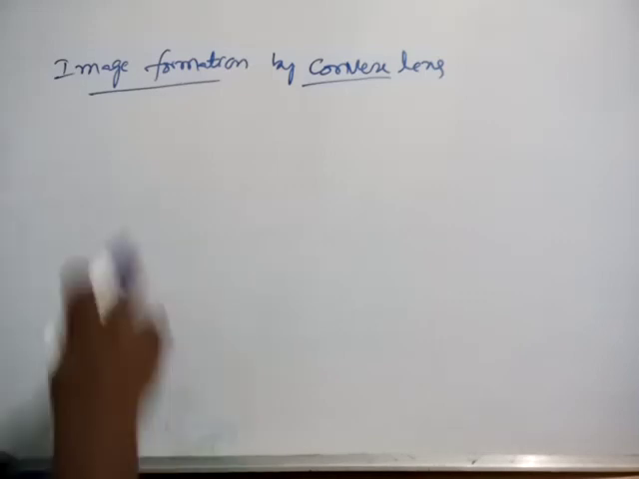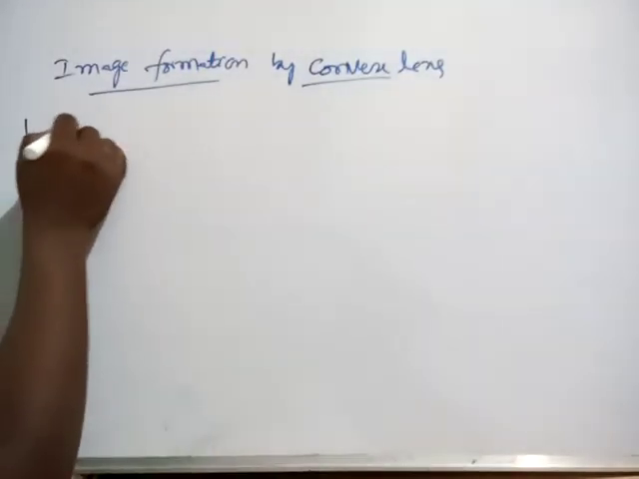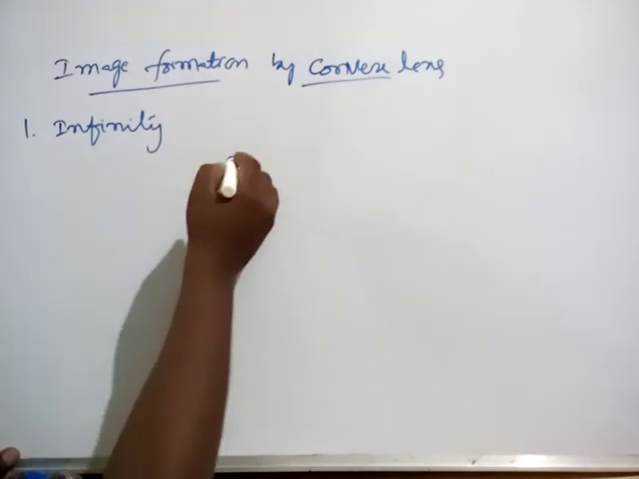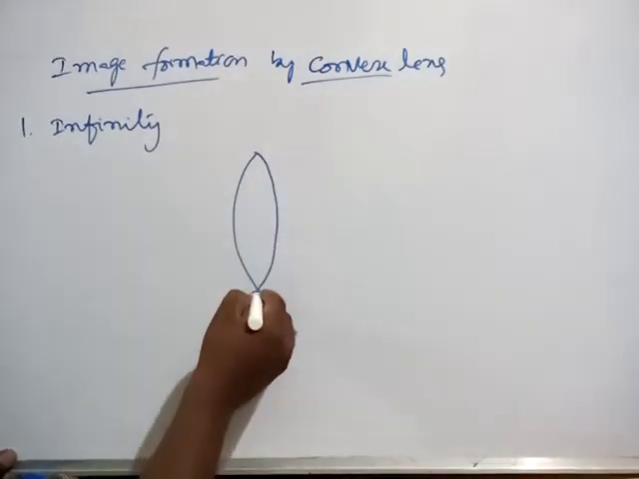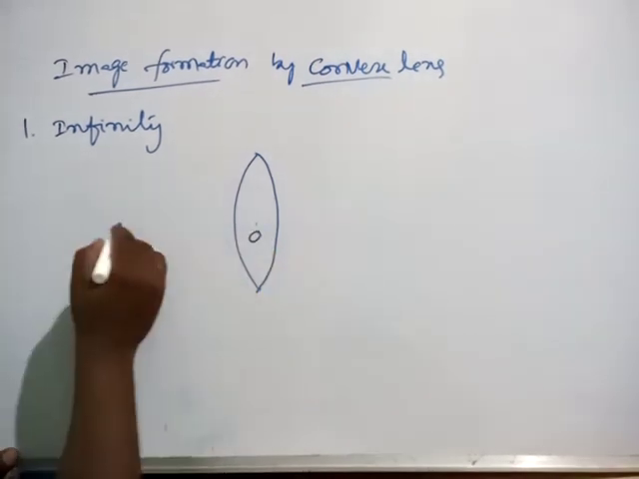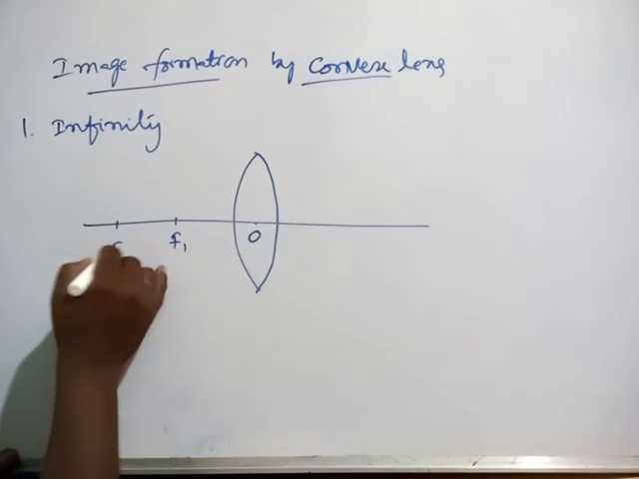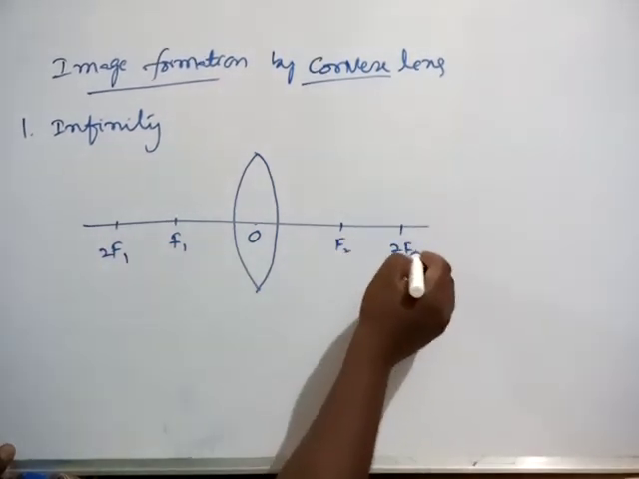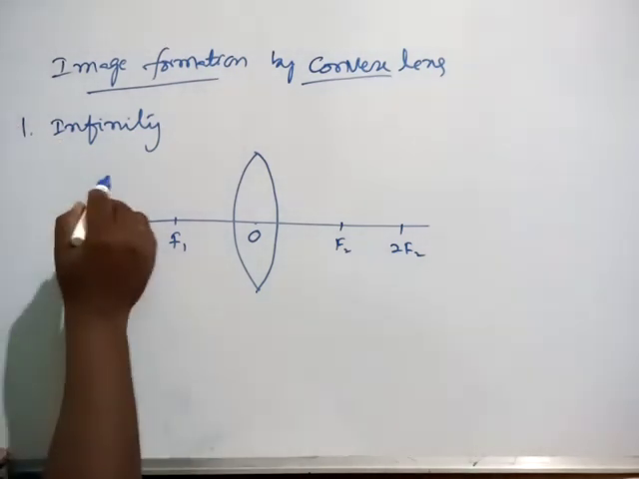See Nana, image formation by convex lens. Okay, first case, object at infinity. The object is at infinity distance. So this is the ray diagram. O is the optic center, then the principal axis, F1, 2F1, F2, 2F2.